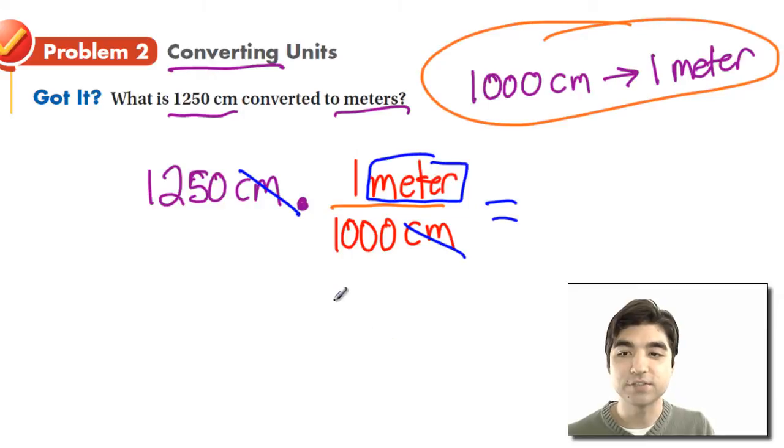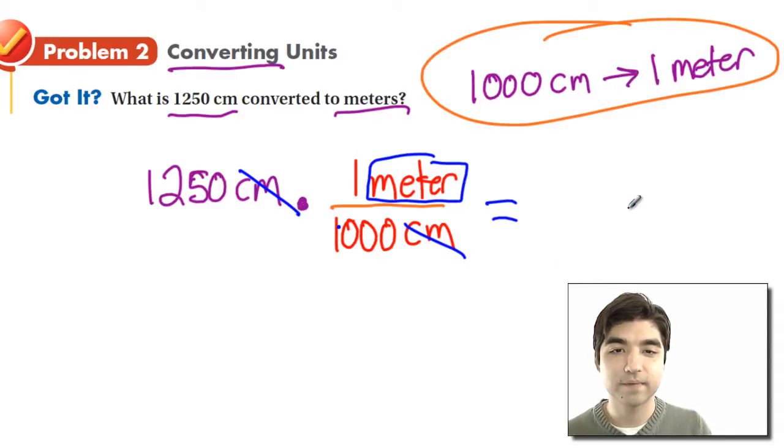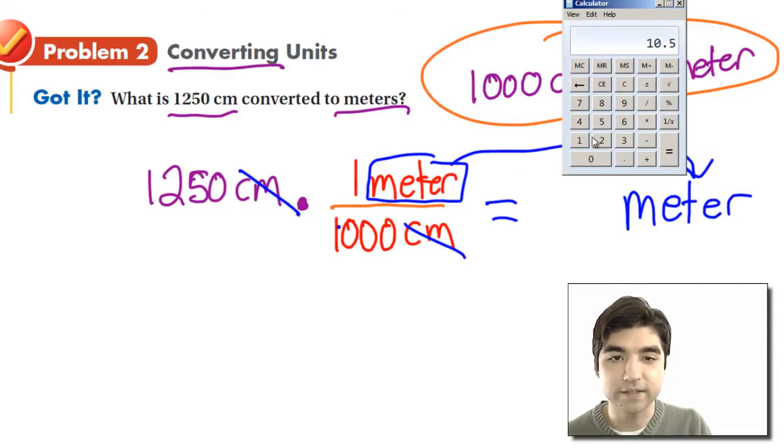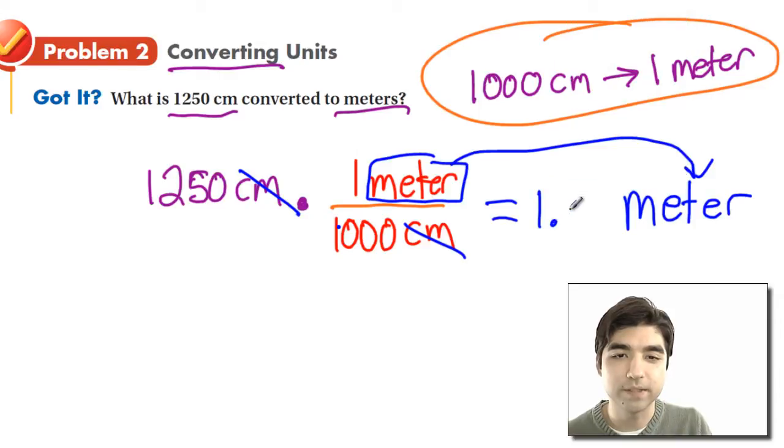So then now you can just do the calculation. Another important thing that I need to teach you is that in order to do this calculation, if a number's on the top, you multiply it. If a number's on the bottom, you divide it. So we need to take 1250 divided by 1000. And that's going to give us how many meters we have. So let me do that on the calculator. So we have 1250 divided by 1000 equals 1.25.